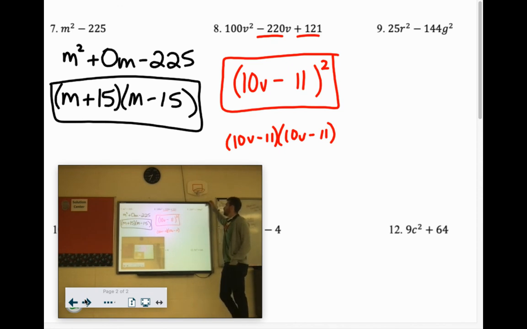25r squared minus 144g squared. Do they have anything in common? No. Can I square root both of them? Yes. Is there a minus in between? You know it. So, square root of 25r squared, 5r. Square root of 144g squared would be 12g. So 5r plus 12g times 5r minus 12g.